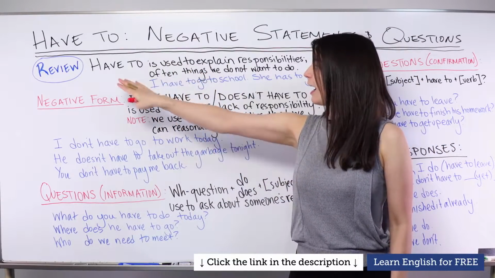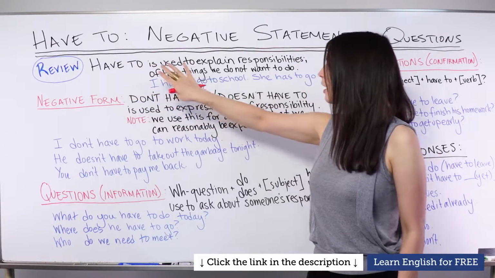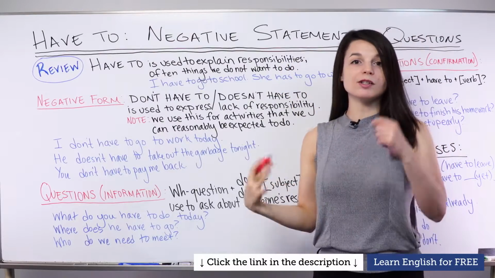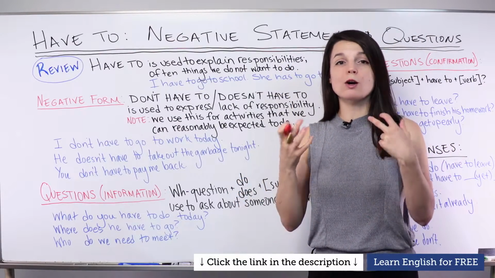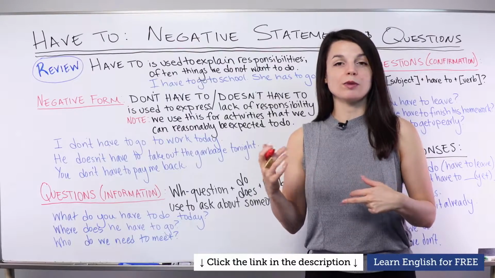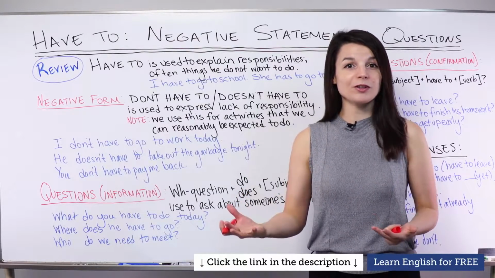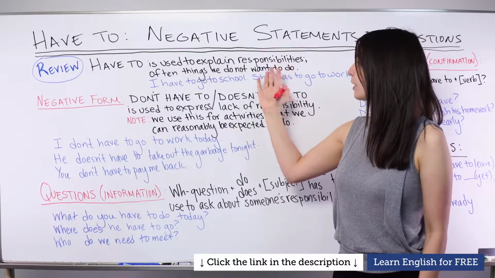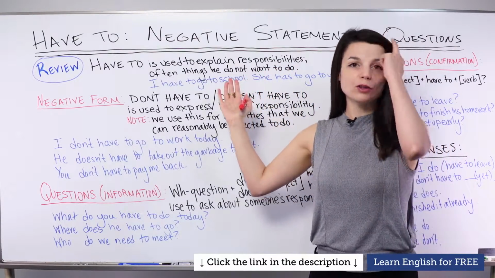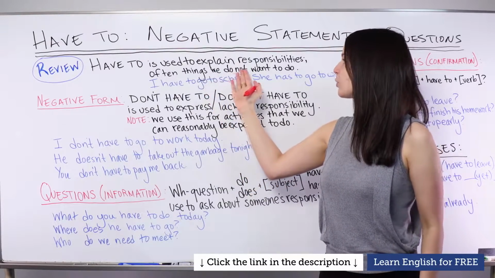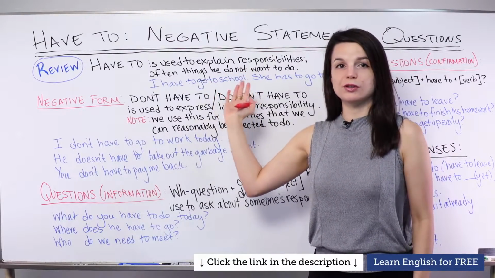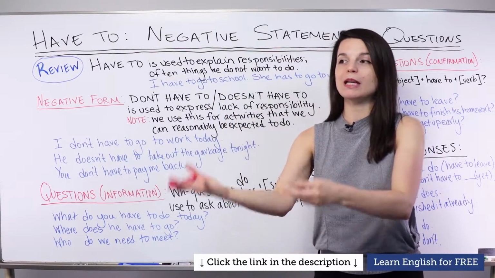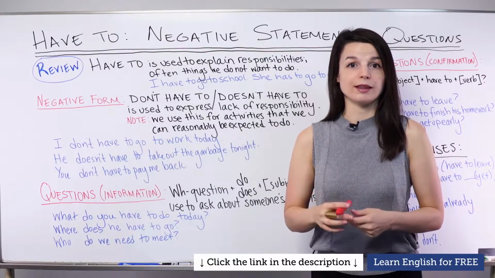When we use have to, we talk about our responsibilities. These are the things we must do, tasks we are responsible for. This can be at work, at home, in our social lives, whatever. Have to is used to explain responsibilities. We often use have to for things we do not want to do. So things we have a responsibility to do, but maybe we're not interested in doing that thing.